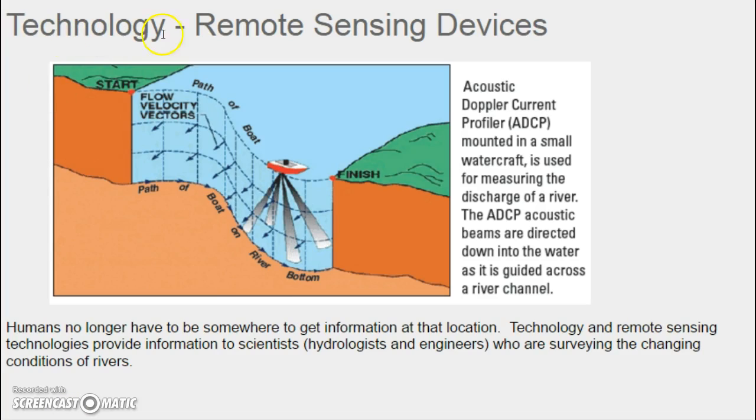In this day and age of technology, we use remote sensing devices. In this case, here's an acoustic Doppler current profiler mounted to a small watercraft that's used to measure this. It uses acoustic sound beams, and it gets real-time data, so humans no longer have to be somewhere to get information at that location. Remote sensing technologies provide information to scientists, whether hydrologists or engineers, who are surveying the changing conditions of the river.